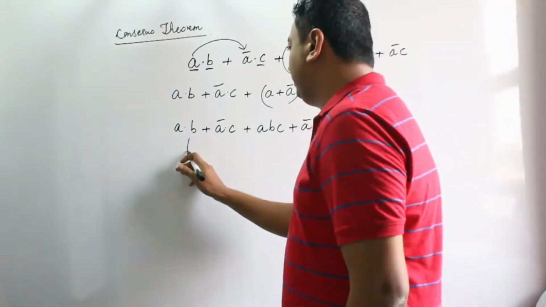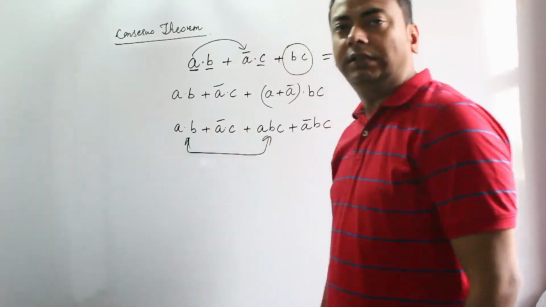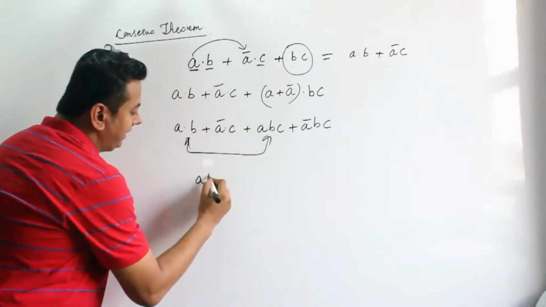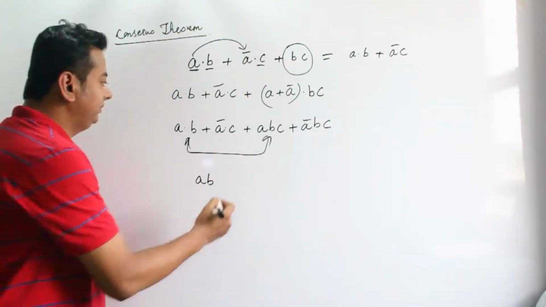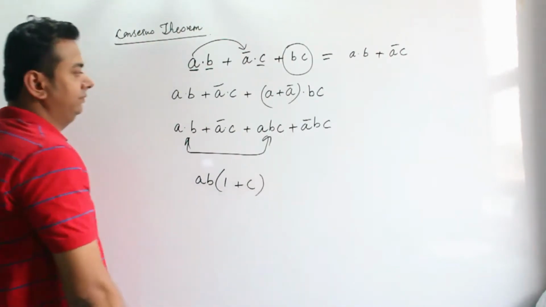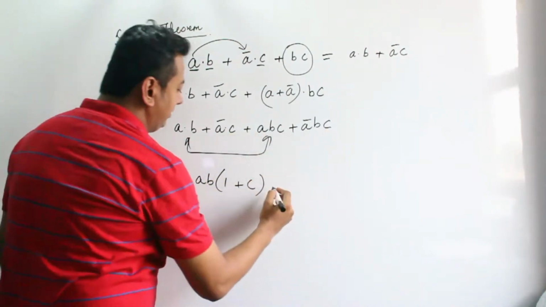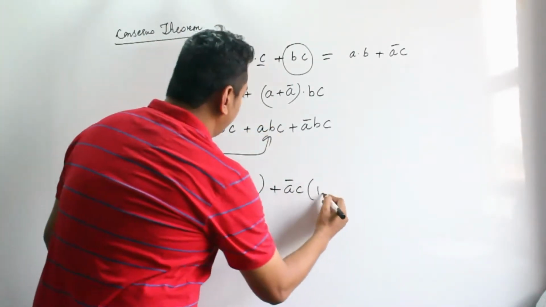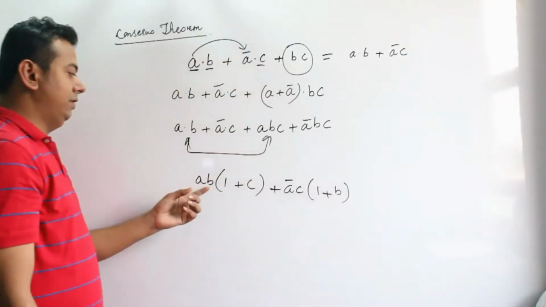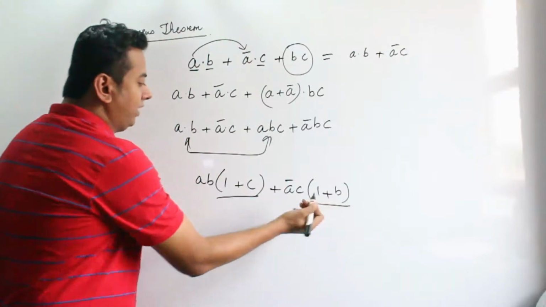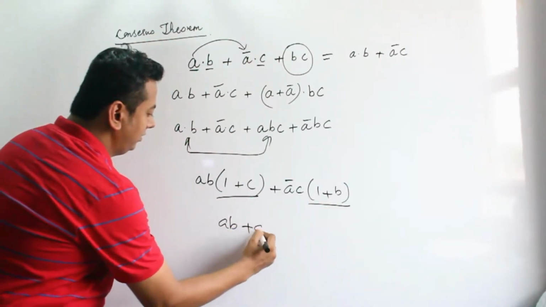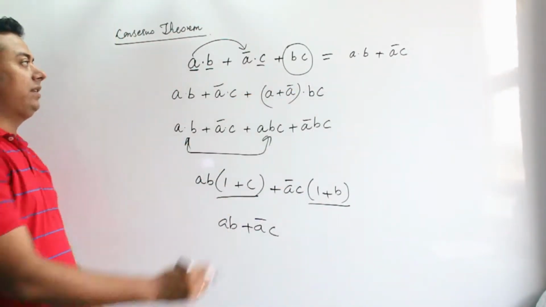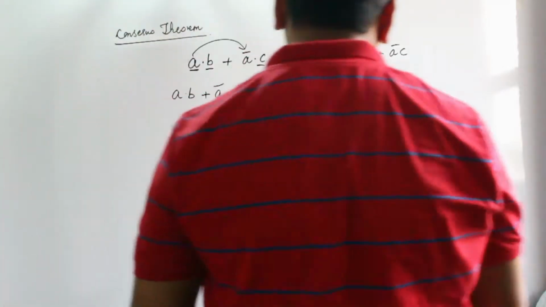Now take these two expressions, these two literals. We'll take AB common, 1 plus C, and in this expression take A bar C common, 1 plus B. So this is always 1, this is always 1. Right? So this proves that this term is absorbed. Right?